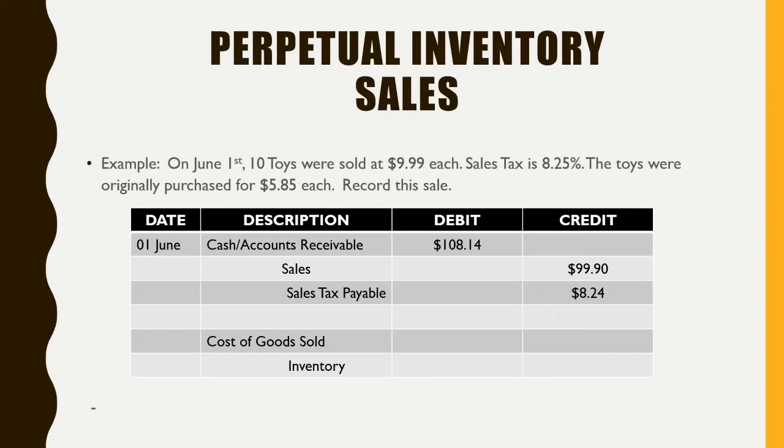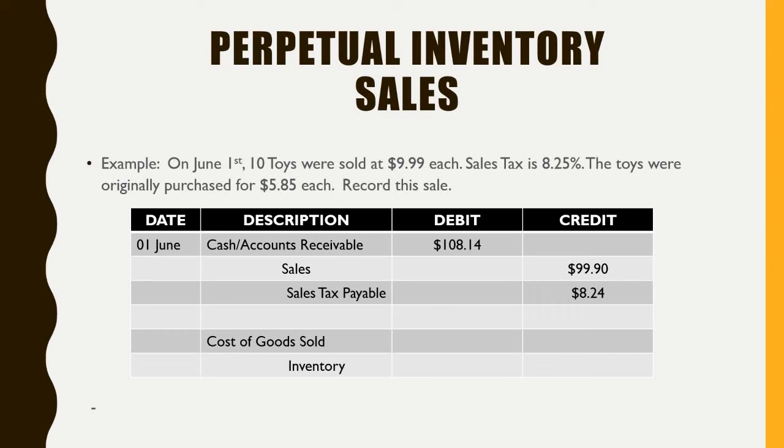Makes sense, straightforward. So this is the huge difference between periodic and perpetual sales. Periodic, we ignore taking it out of inventory, right? We wait till the end of the accounting period, then we calculate how much we have and assume we sold this many items. Perpetual inventory, no. You keep track of every purchase, you keep track of every sale.